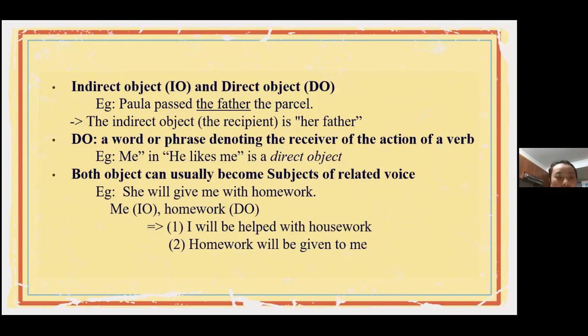And about the direct object, it means a word or phrase denoting the receiver of the action of the verb. Both objects can usually become subjects of related passive voice. Example: "She will give me the homework." So "me" is the indirect object, "homework" is the direct object. And then I will get the passive voice right here: "I will be given the housework" or "The housework will be given to me."